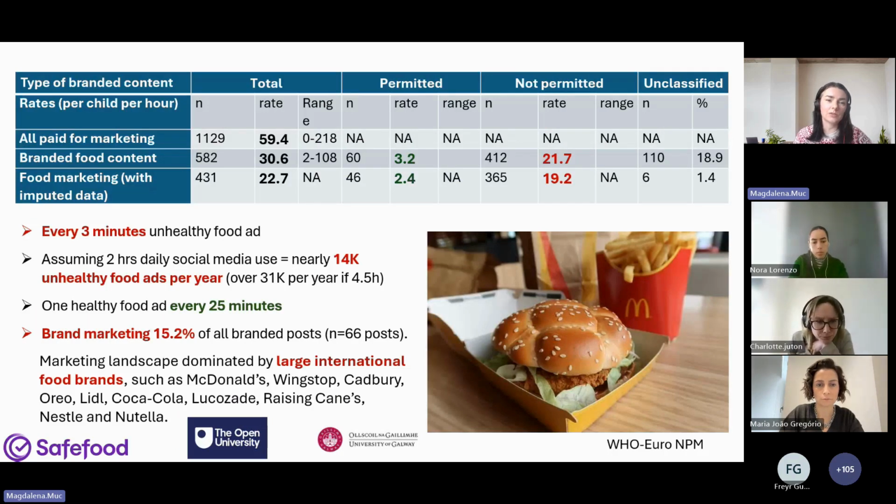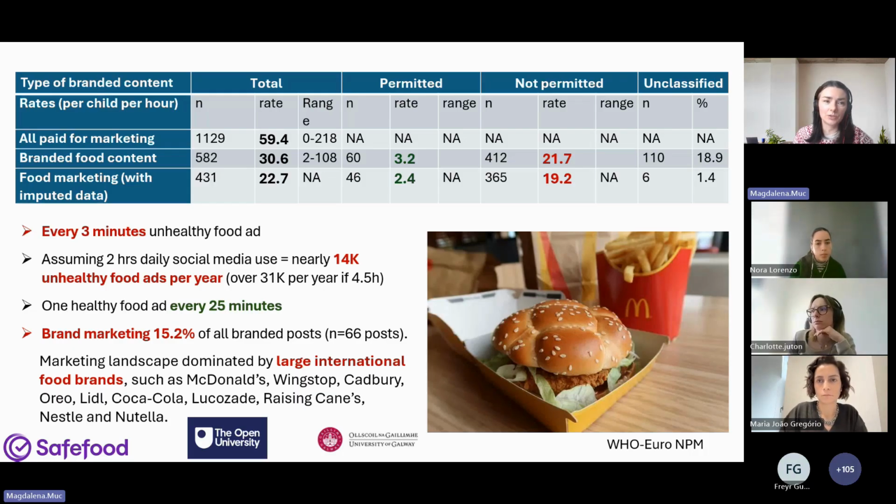What we found was that as children view their own social media, they will be exposed to unhealthy food marketing every 3 minutes. And this was using very conservative definitions. So this is not all branded content. This is only the marketing that is paid marketing, very clear influencer marketing and owned marketing.